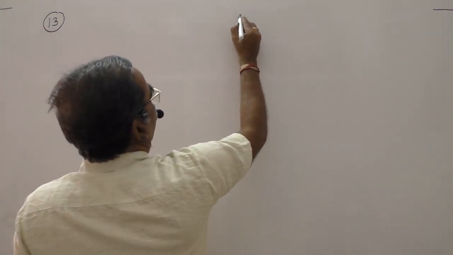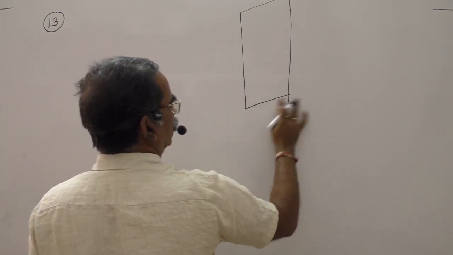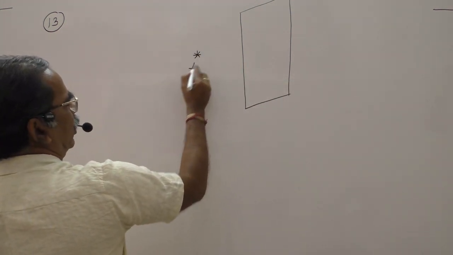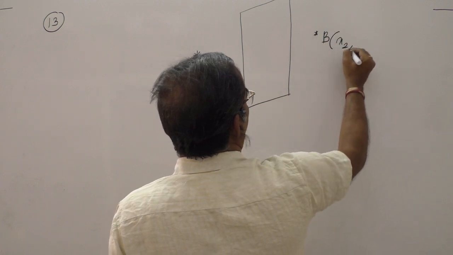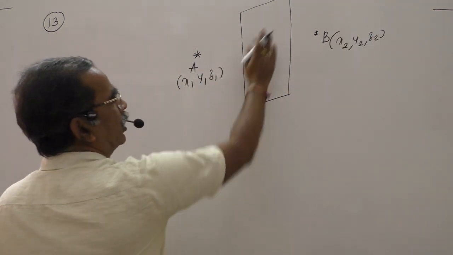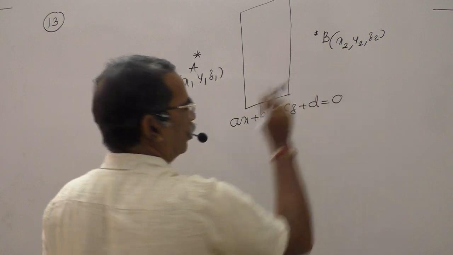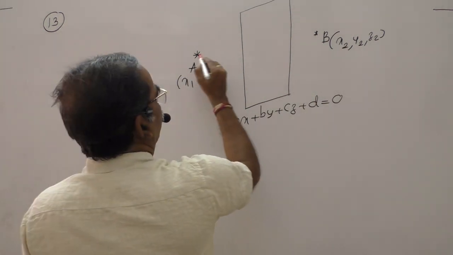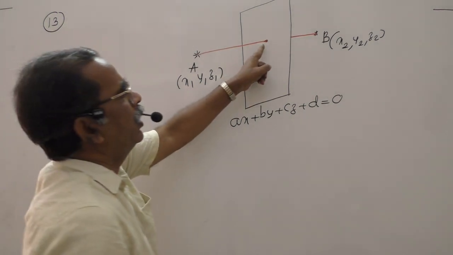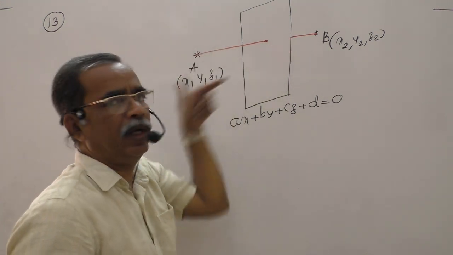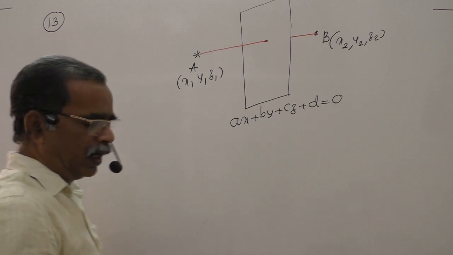See now. A plane is there. Say this is a plane. And there are two points, say capital A, x1, y1, z1, and capital B, x2, y2, z2. These are two points, and this plane's equation is Ax plus By plus Cz plus D equal to 0. Yes, now see the concept. So A and B are two points. So the plane is cutting. You imagine that this is a paper and AB is a pin. It is like this. So when the plane is dividing the line segment, it will divide in some ratio.